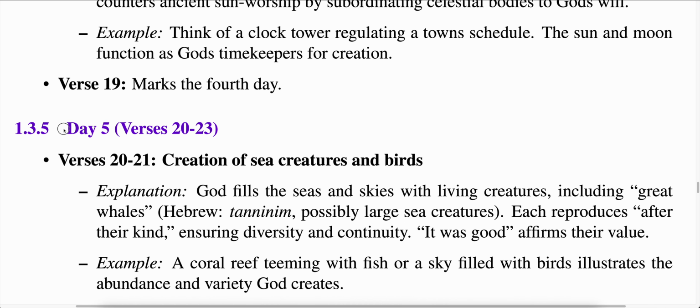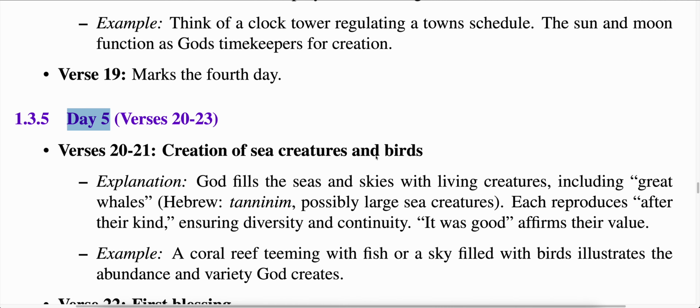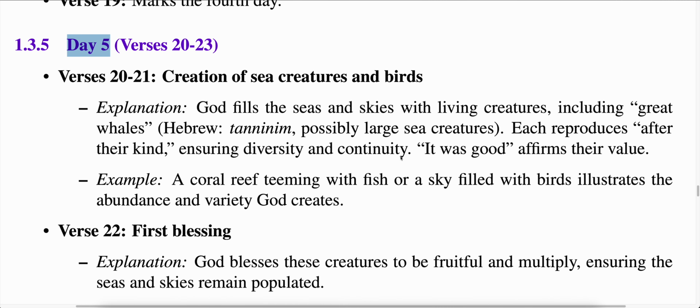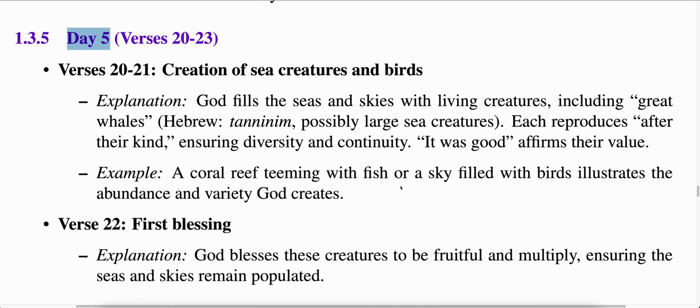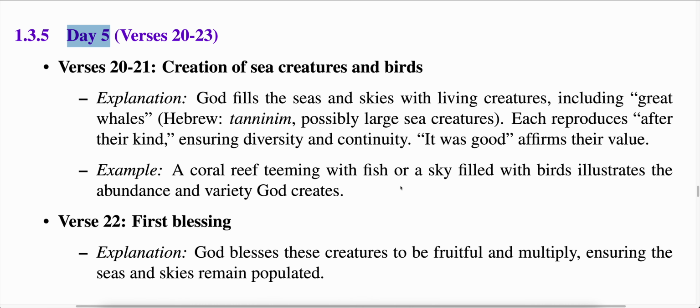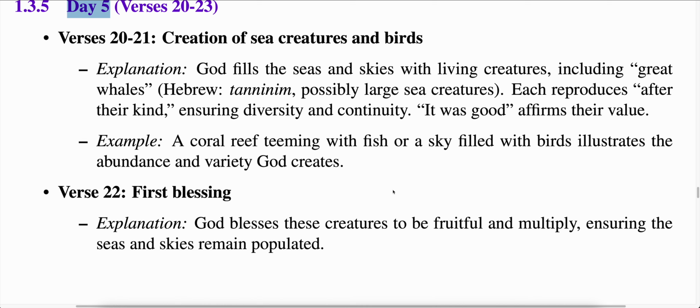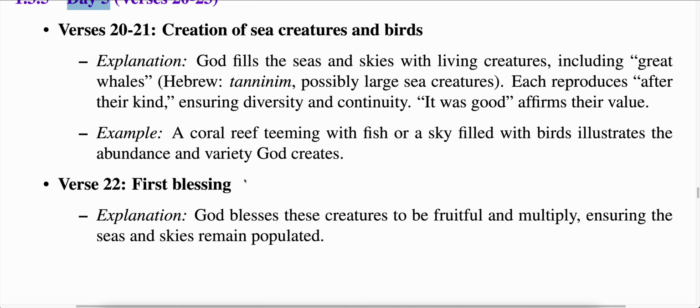And on day five, he created the sea creatures and birds. Just imagine, what are sea creatures? For example, if you see fishes, dolphins, whales, a lot of sea animals, they are all sea creatures. What flies in the sky are all called birds. So on day five, God created the sea creatures and birds. It's fabulous, guys. That's what has been mentioned very clearly about day five.